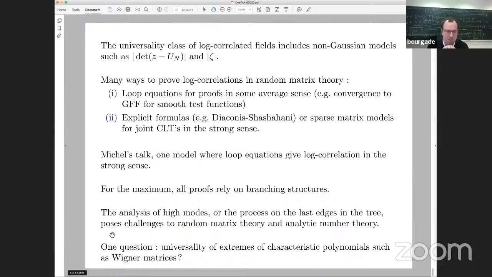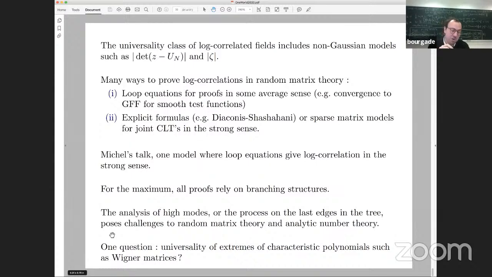the knowledge of very high modes in random matrix theory and number theory. Like what happens for very large primes with phases or the very large powers of unitary matrices. There is a lot of motivation to understand these objects better because of these conjectures.